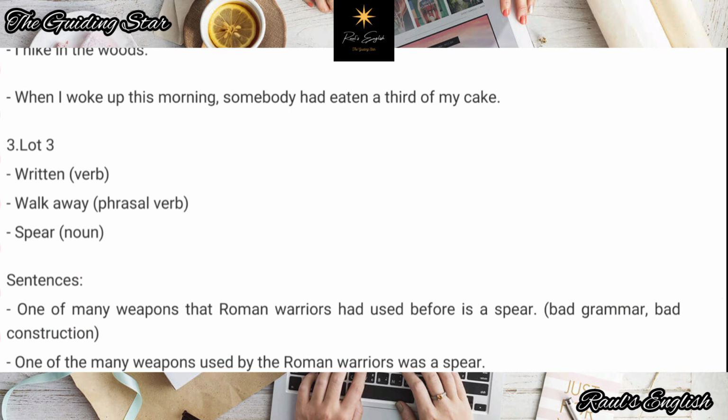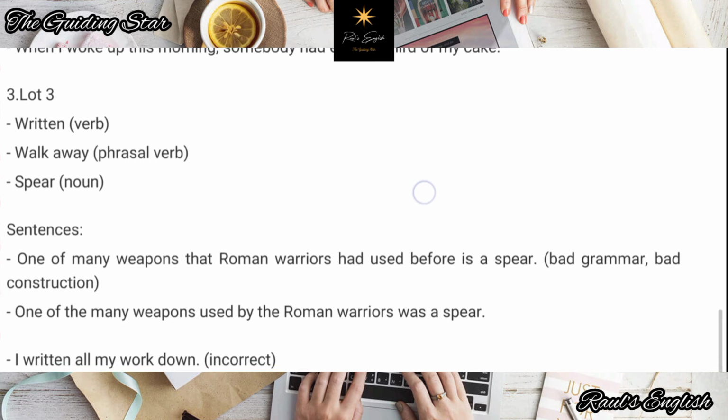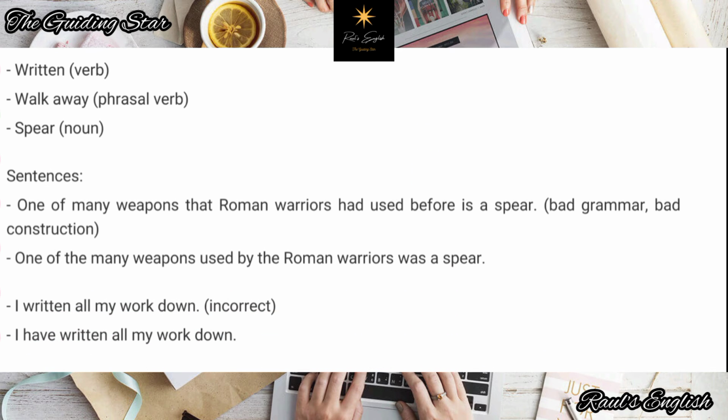Very good, excellent. So lot number 3: verb, walk away, and spear. Alright, one of many weapons that Roman warriors had used before was a spear.